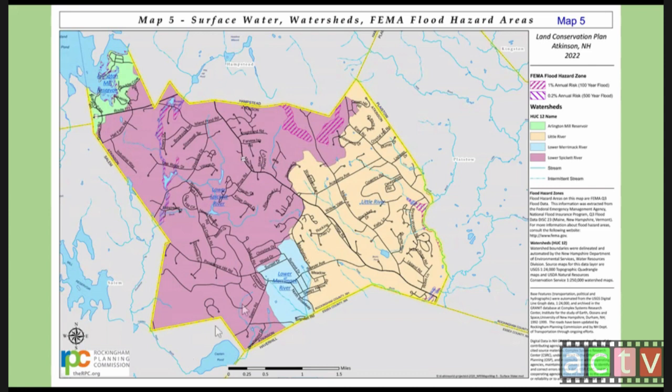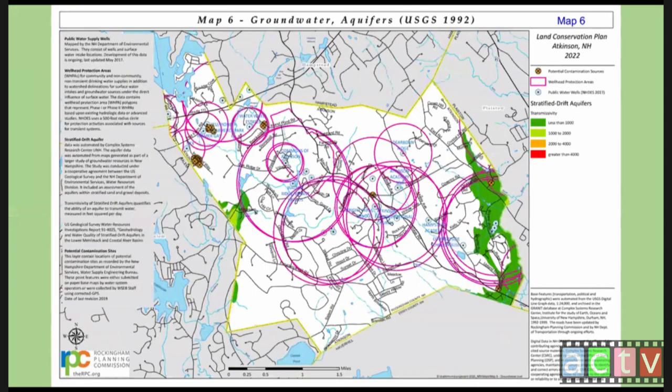I don't know why this isn't... Which flows into the Merrimack, which flows into it. That's what begged the question, I think. There's not a lot here to differentiate one part of Atkinson from another. So this one will not play much of a role in making decisions, but it is good historical information.